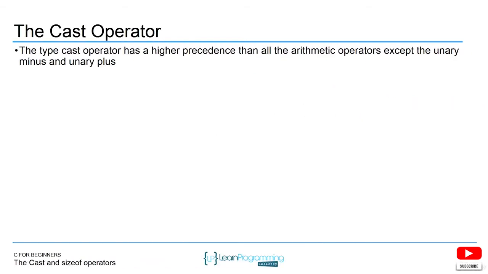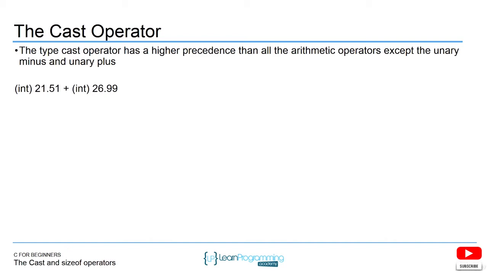The type cast operator has a higher precedence than all arithmetic operators, except the unary minus and unary plus. We haven't learned about precedence yet. We're going to in the next lecture. Precedence is basically the order of the operations that are performed, so we'll provide some examples of that. All you have to understand at this point is that the typecast operator takes precedence over every other operator, except unary minus and unary plus.